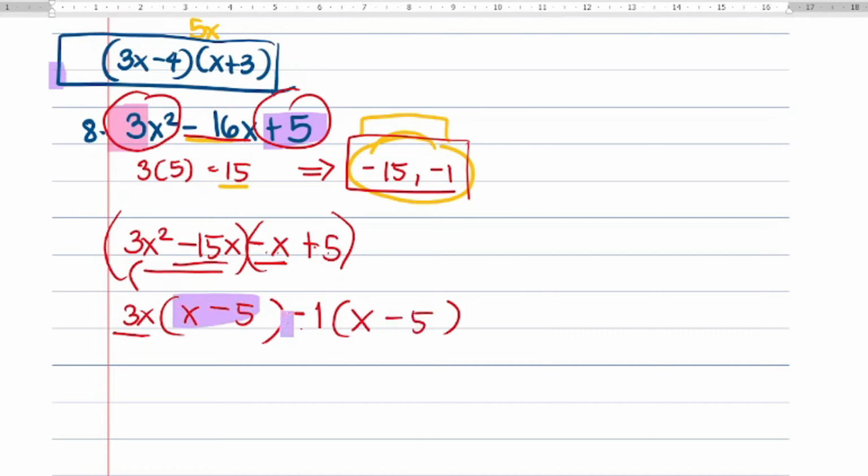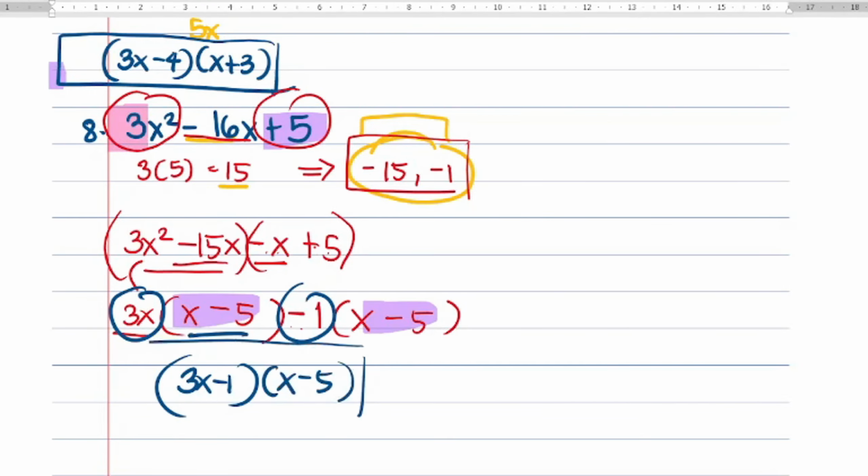So, see? What remains is the same. So, let's combine the two. That's 3x minus 1. Then, copy the common factor, x minus 5.